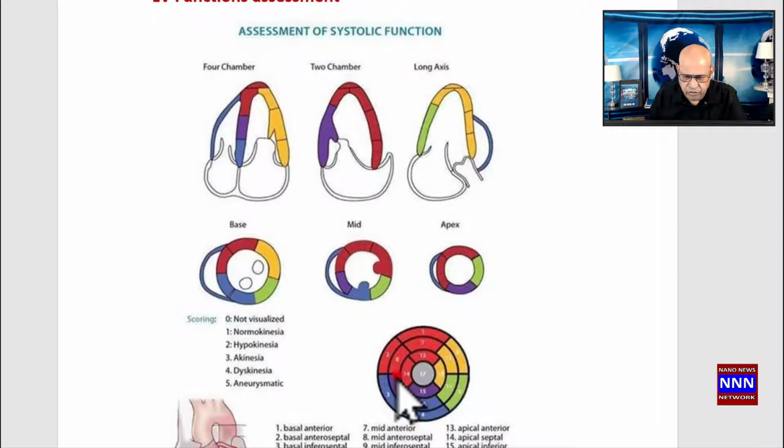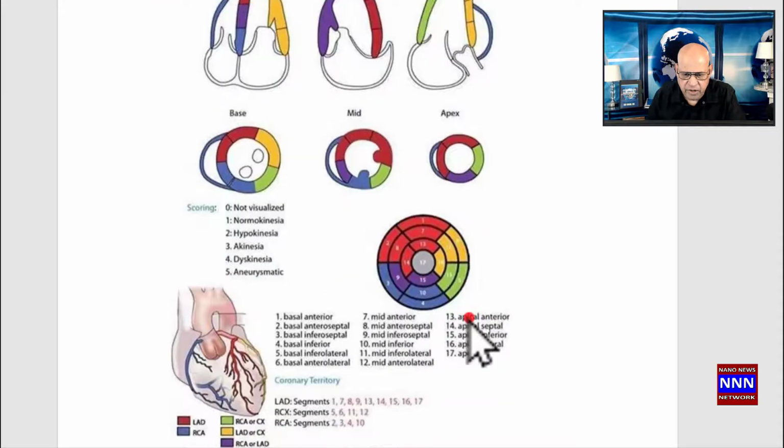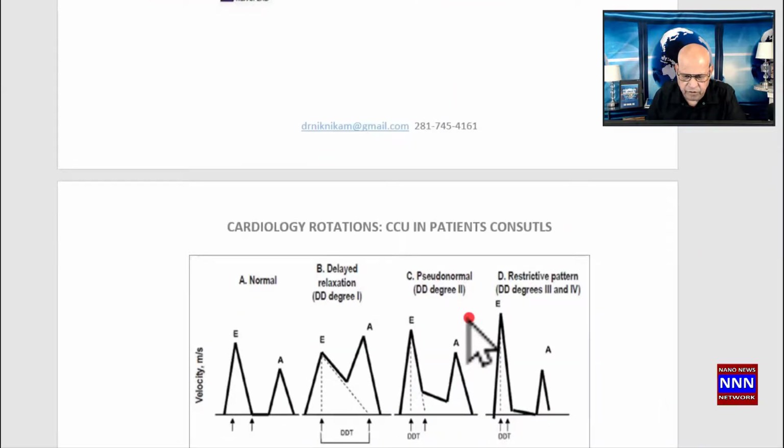Looking at each one of these segments, we can look for regional wall motion abnormalities, and looking at the end systolic and end diastolic volumes, we can calculate the left ventricular ejection fraction. By doing these studies, we can get a very accurate assessment of the left ventricular ejection fraction. The normal ejection fraction is anywhere between 55 to 70%. That is, it ejects 55 to 70% of the blood during each cardiac cycle. This is from an echocardiographic point of view, and we get similar information from a nuclear perspective.